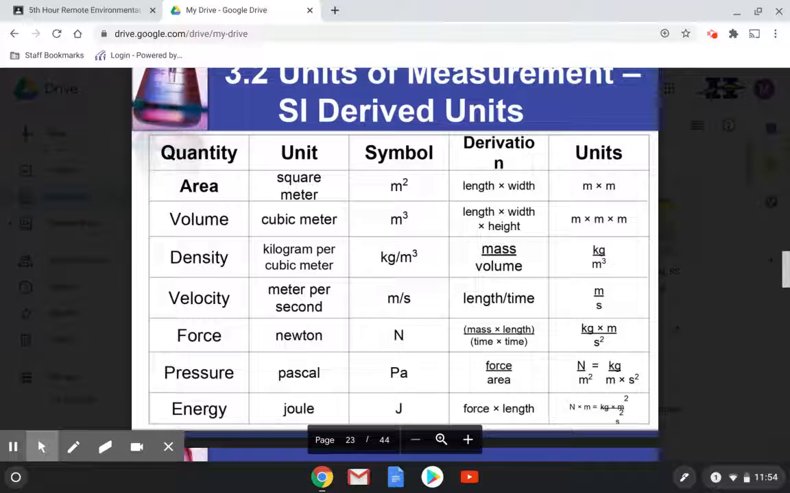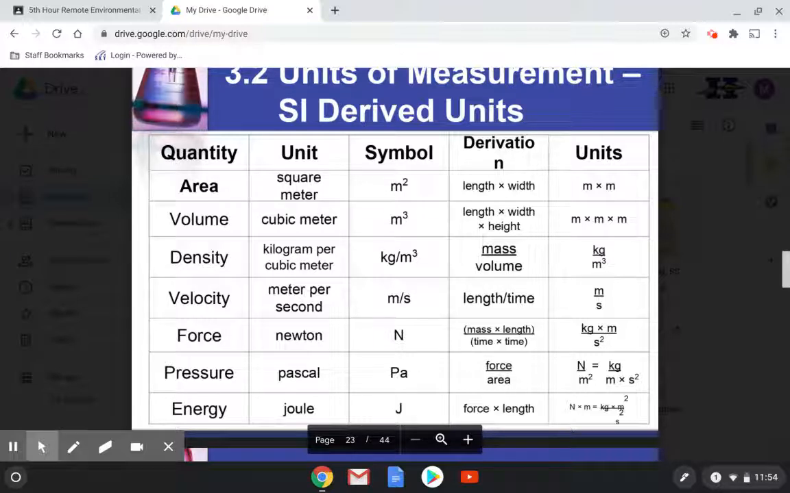So m cubed. Density, so how dense something is, is going to be kilograms per cubic meter. So we do kilograms divided by meters cubed, or meters to the third. And so that's essentially going to be mass divided by volume. And in the units, it's going to be kg divided by m cubed. Velocity, or how fast something is going, is going to be meters per second, m/s. So that's going to be derived from length divided by time, m over s.